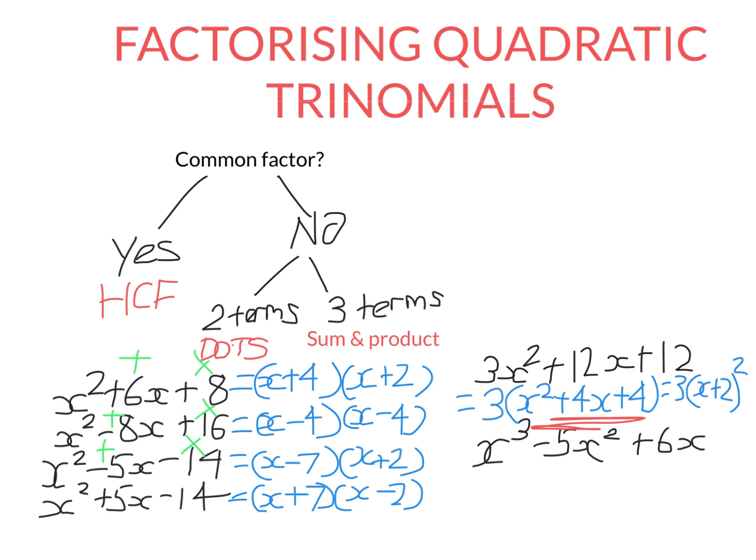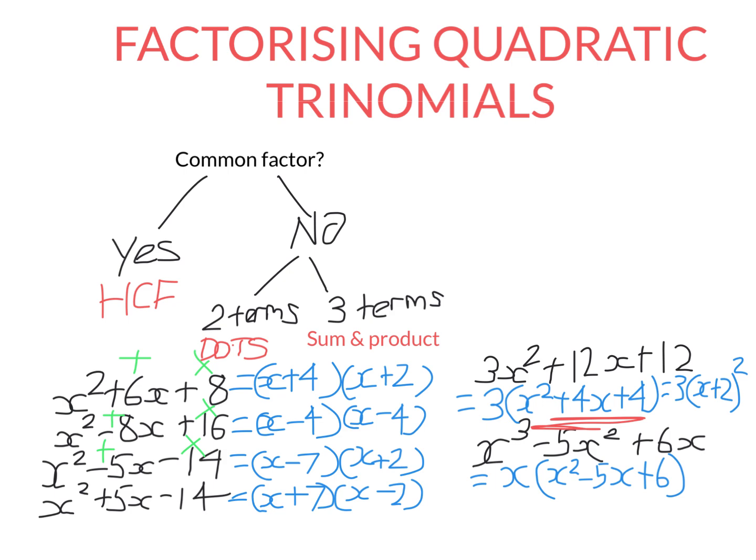So what about something like this? Well, this is actually not a quadratic because it's got this 3 here. To the power of 3 actually means a cubic, but these three terms have a common factor. So I always start by trying to use common factor. They each have a common factor of x. So what do I times by x to get x cubed? What do I times by x to get minus 5x squared? What do I times by x to get 6x?